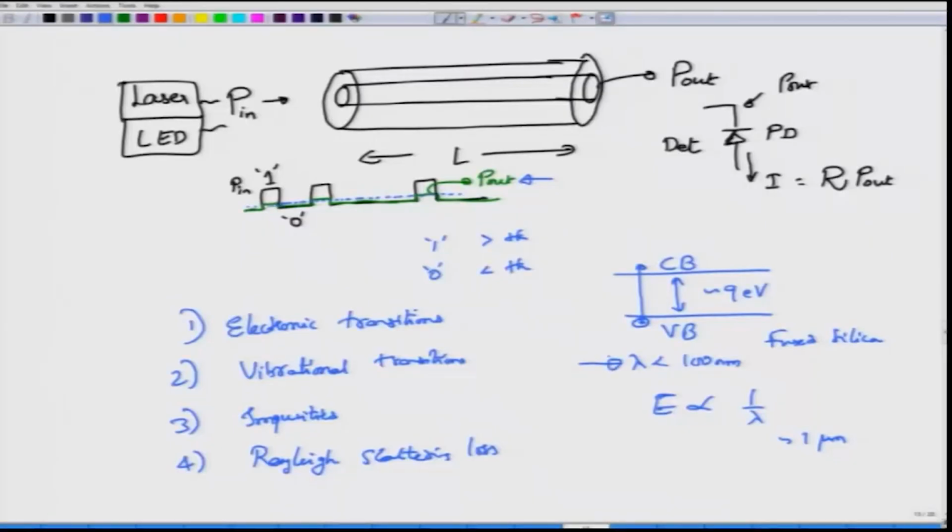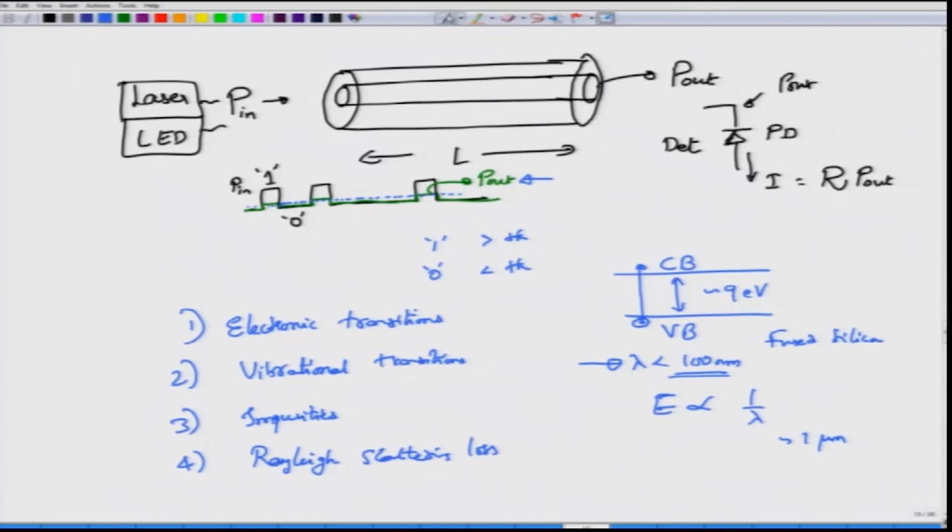And there are very few applications, at least those I am aware of, where light is less than 100 nanometers, but it is there, and we do not normally communicate at this wavelength. So, we do not really worry about electronic transitions. What about vibrational transitions? Vibrational transitions mean that these are the silicon and oxygen atoms, and this is an SiO2 molecule, right. So, there is one silicon and then there are two oxygens.